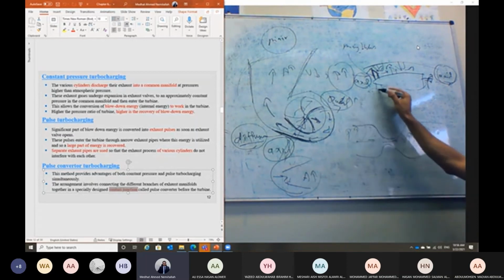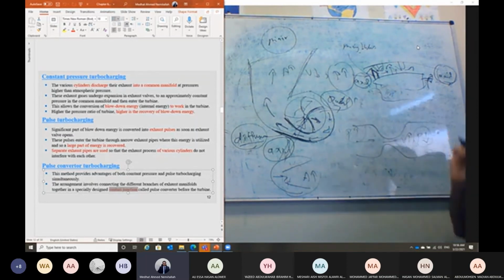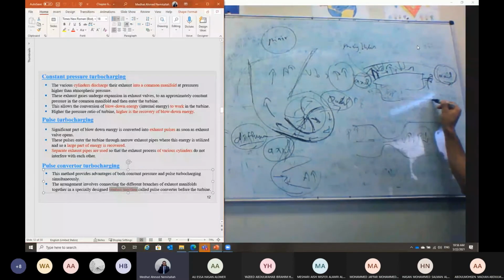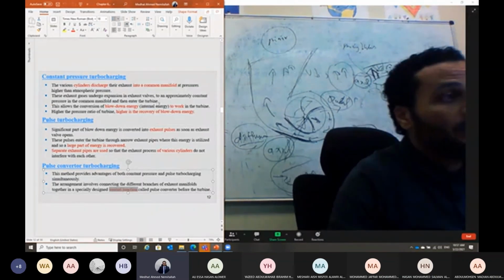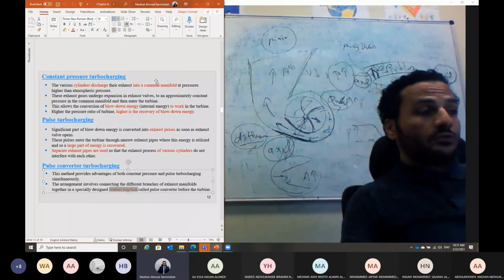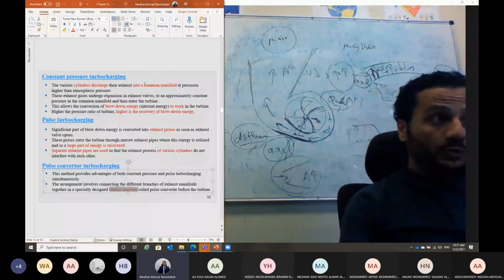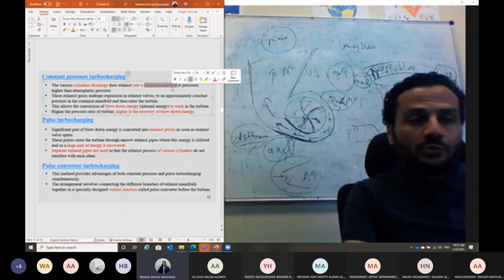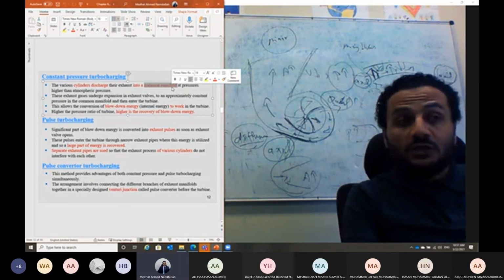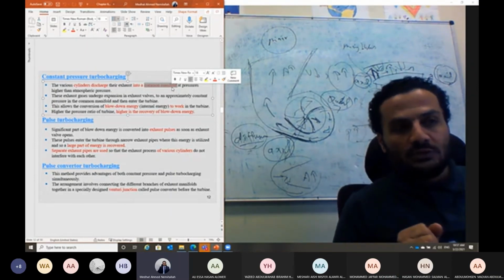So instead of high peak pressure, it can be reduced to almost a fixed pressure. But this fixed pressure will still be higher than the case when we have a common manifold. If we have one common manifold of a bigger volume, it will damp the pressure too much. So the pressure of the exhaust gases will be reduced too much in this case.